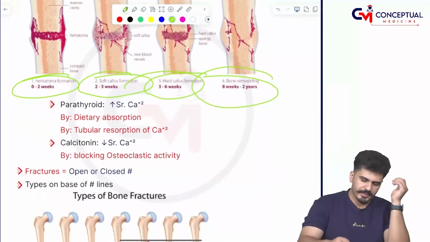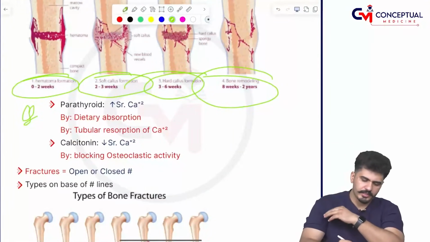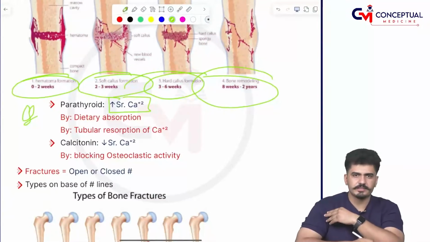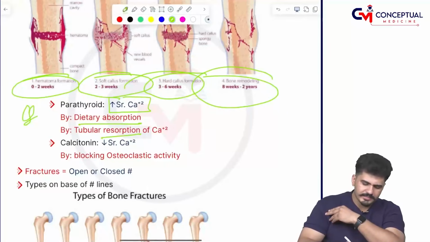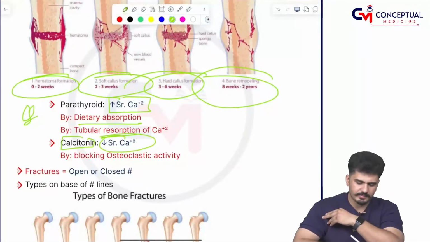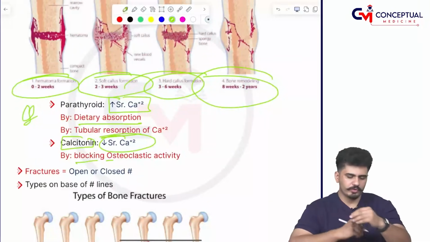Now, the basic information you need to add in yourself: parathyroid, what it is doing, increase in the serum calcium. How? Dietary and tubular absorption of the calcium. What calcitonin is doing, it is decreasing the serum calcium by blocking the osteoclastic activity, sir. This is just an add-on you can do to your brain.